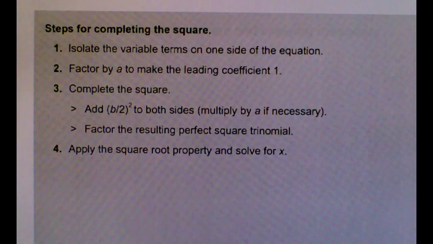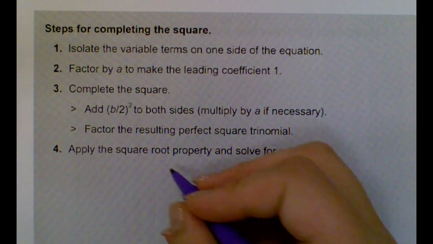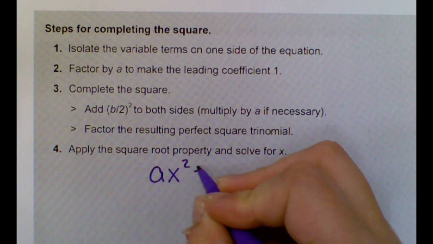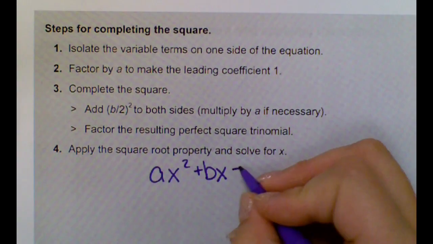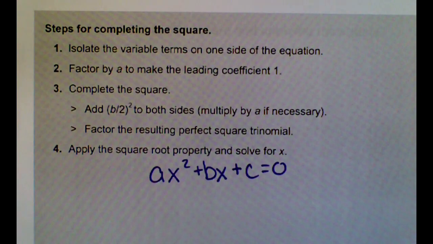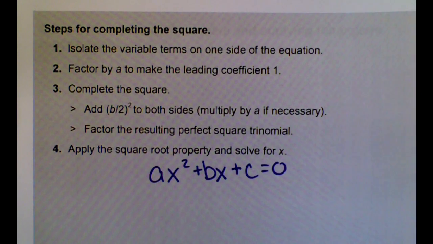And now completing the square. To complete the square, we will isolate the variable terms on one side of the equation. We'll factor a to make the leading coefficient 1. And then we'll complete the square. To complete the square, you'll add b divided by 2 squared to both sides. You might have to multiply by a. Then you'll factor the resulting perfect square trinomial, apply the square root property, and solve for x. I'll show you exactly what that means, but when I talk about a and b, remember we're talking ax squared plus bx plus c equals 0. So we get that c out of there first, then get a out of there, then b divided by 2 squared.